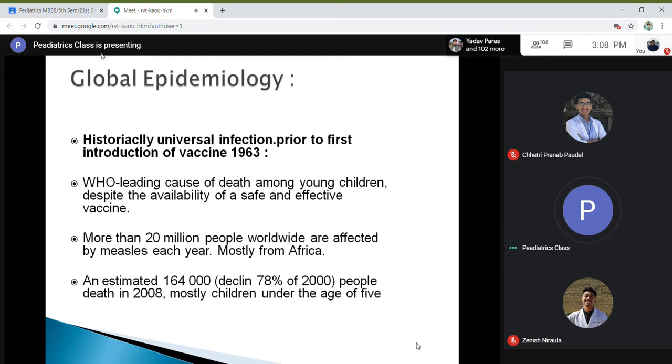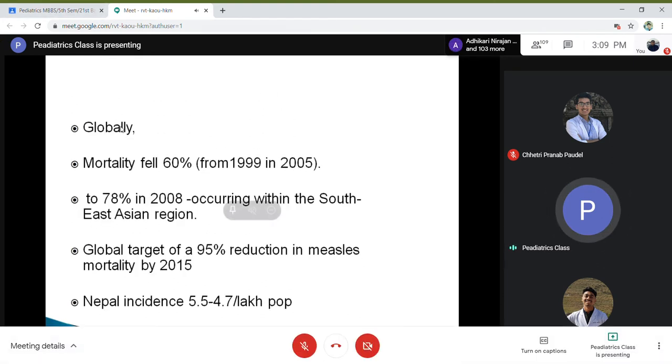Despite the availability of safe and effective vaccines, it's one of the leading causes of death in children. More than 20 million people worldwide are affected by measles, mostly in developing countries like in Africa. In 2000, some estimation was made, 160,000 deaths, in 2008. Now it has declined because of the vaccine we have. Globally, mortality came down by 60%.